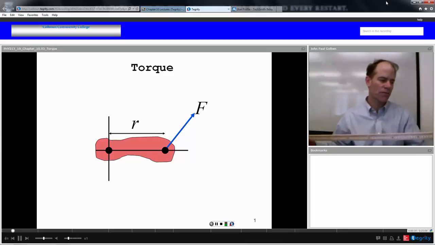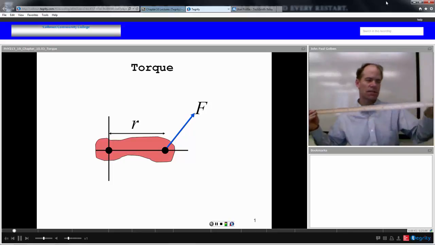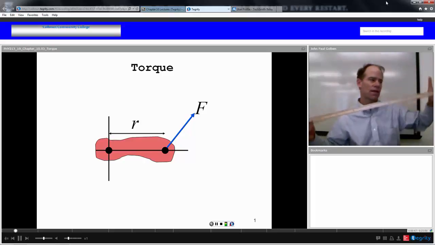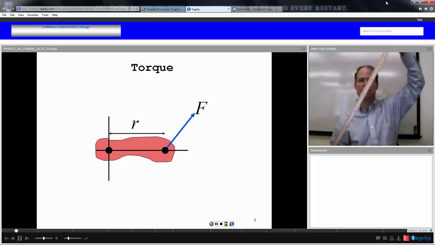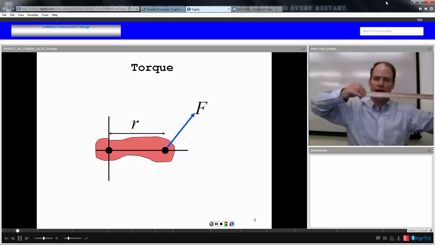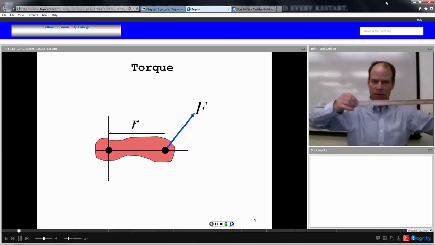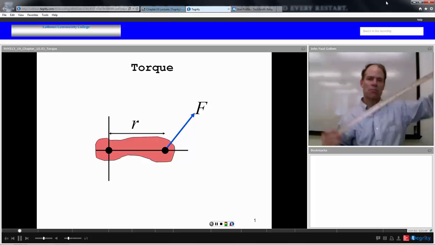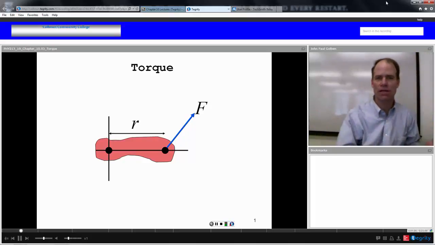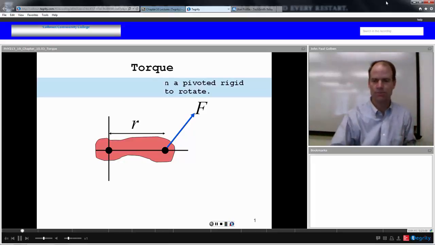And if I apply a force like this, the only part of that force that's going to cause it to rotate is going to be the perpendicular component. That's going to cause it to rotate around like this. The radial component of that force is just going to pull on the pivot point, and that's not going to make it do anything because it's already secured. So only that perpendicular component is going to cause movement, and hence that's all we need to really consider as far as what we call torque.